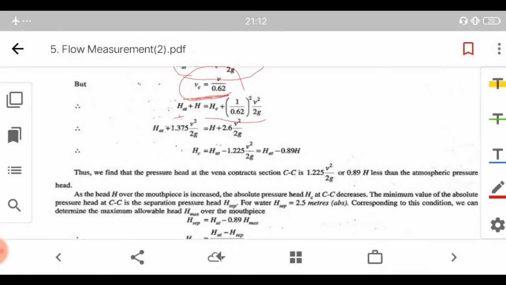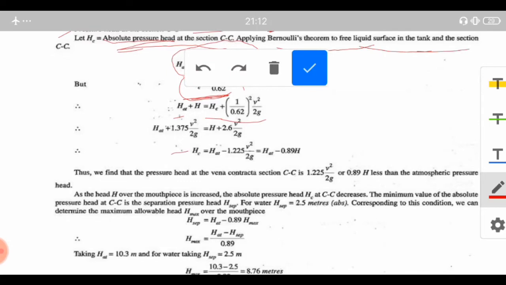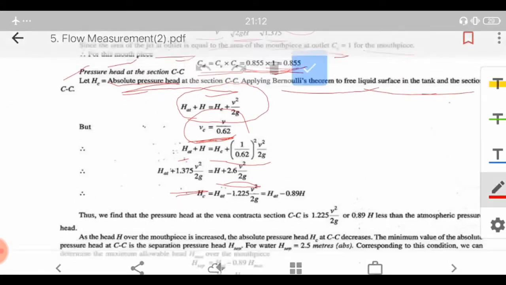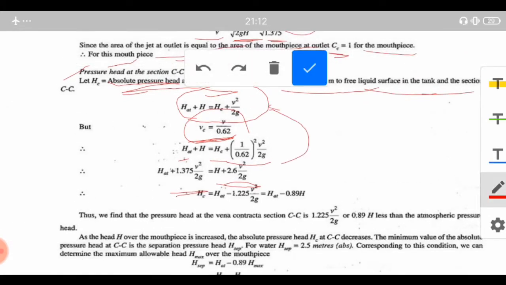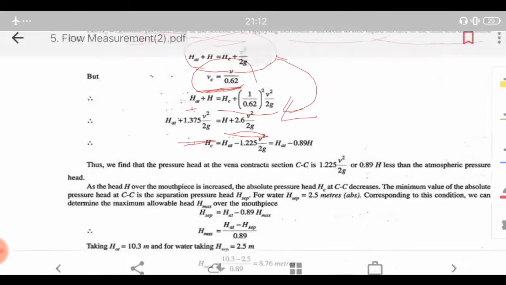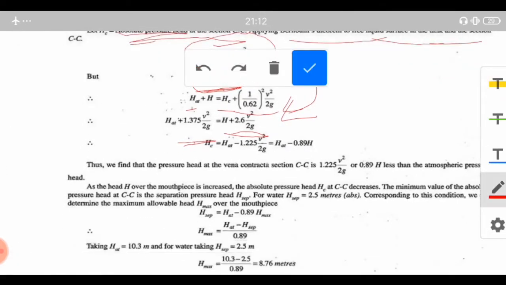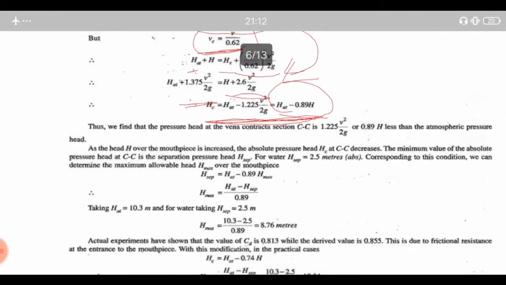Finally, HAT plus 1.375 V square upon 2G will be equal to H plus 2.6 V square upon 2G. It is just by substituting this in the equation. From here we get HC equal to HAT minus 1.225 V square upon 2G, equal to HAT minus 0.89 H. On simplifying we will get this.